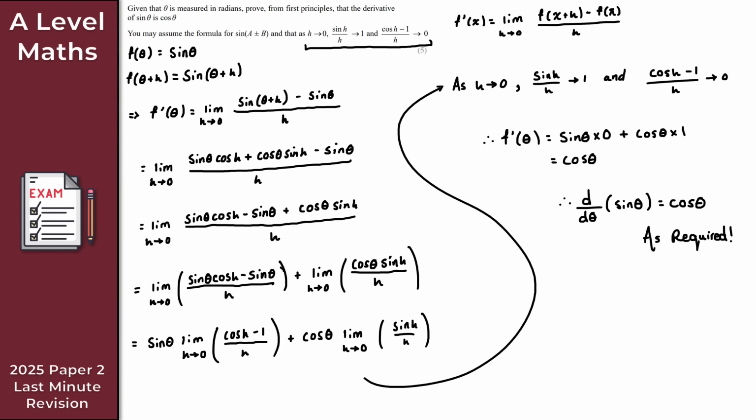But again, like I said, this is something that you need to be able to do in your sleep, right? Being able to differentiate sine theta and cos theta from first principles. So that was sine theta from first principles. If you also want to see cos theta from first principles, please do go and check out our predicted paper 2, where we cover that as part of that paper. Okay, so there we have it then. That gives us the solution to this question.